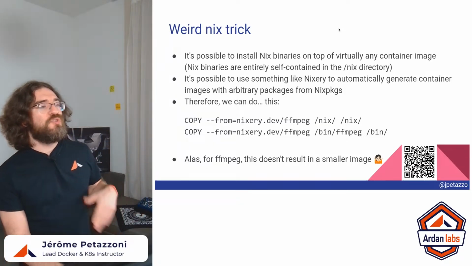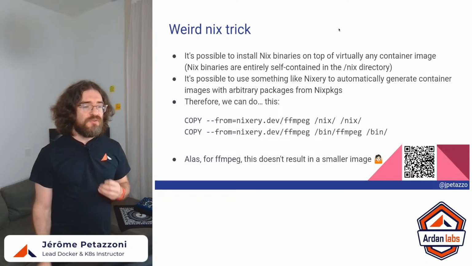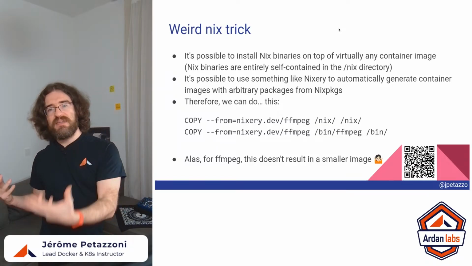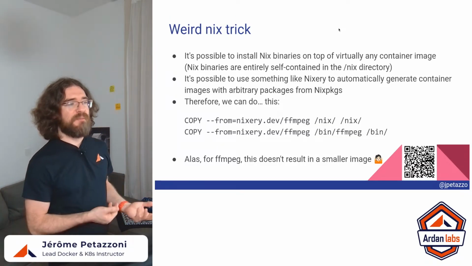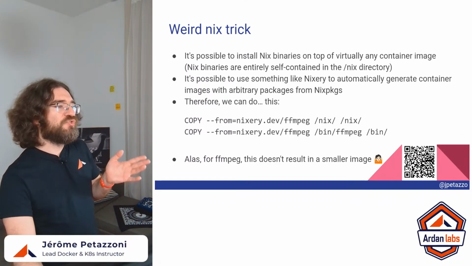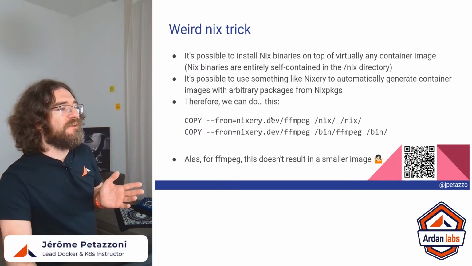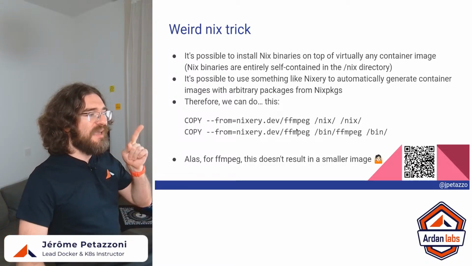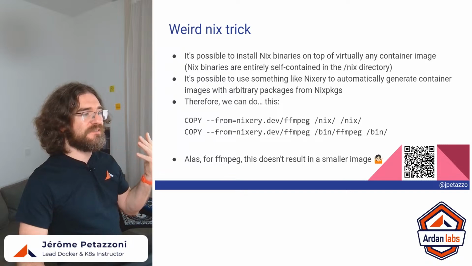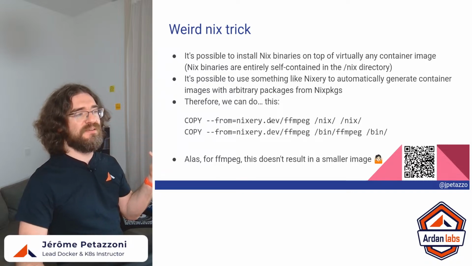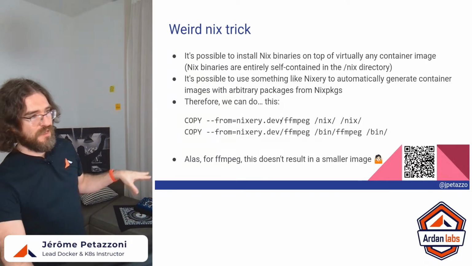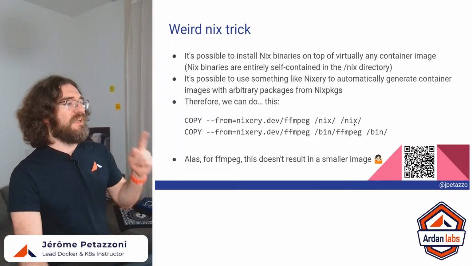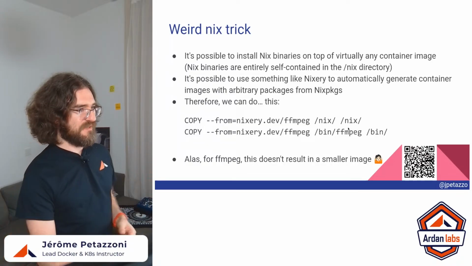And so you can also use that when you build an image if you want any package available in Nix packages. A somewhat easy way to do that is that way. So we're basically telling Docker, hey, get /nix from the nixery.dev ffmpeg image, copy that in our image, and now we can use the ffmpeg from Nix.